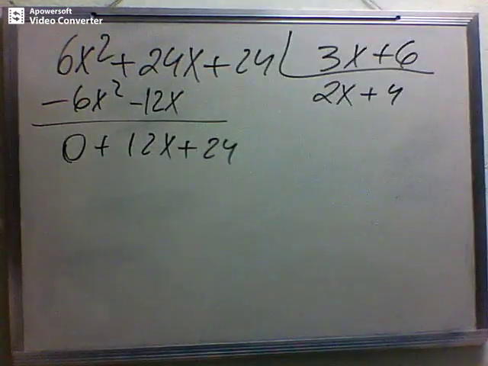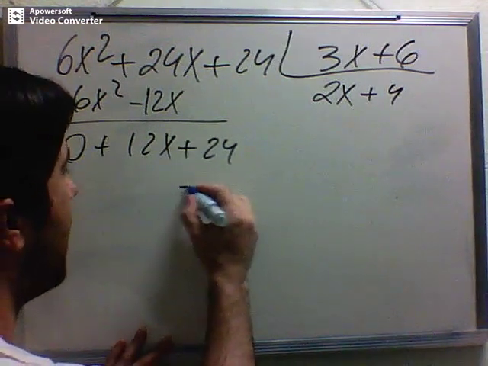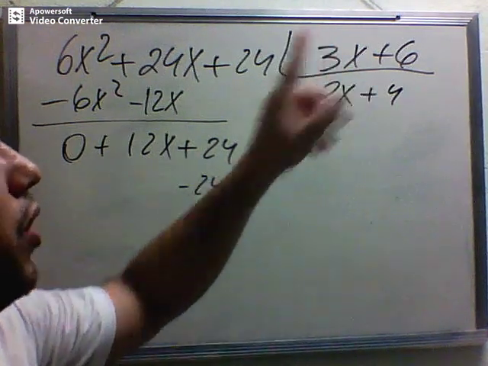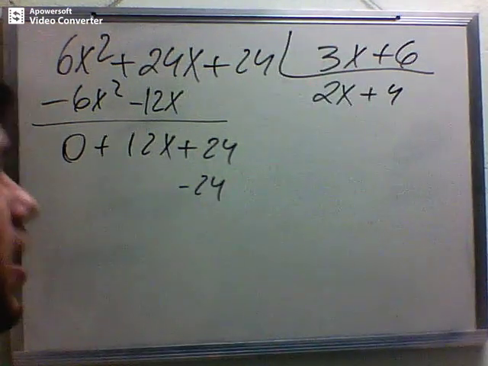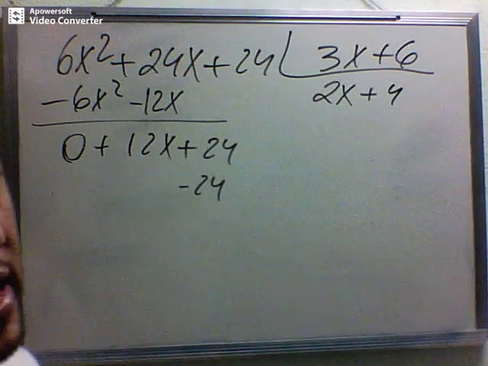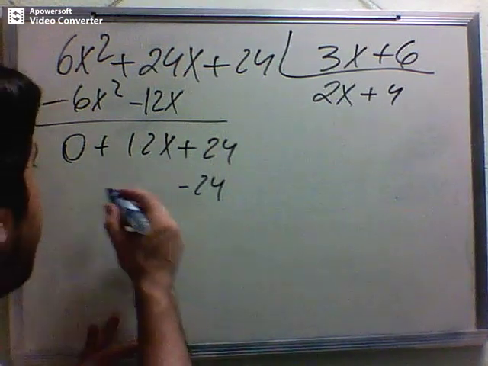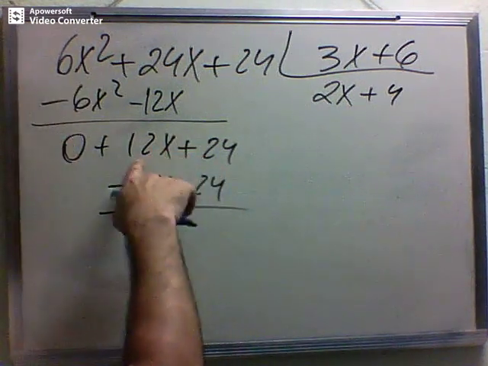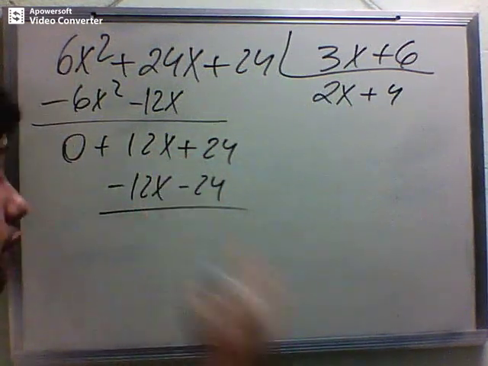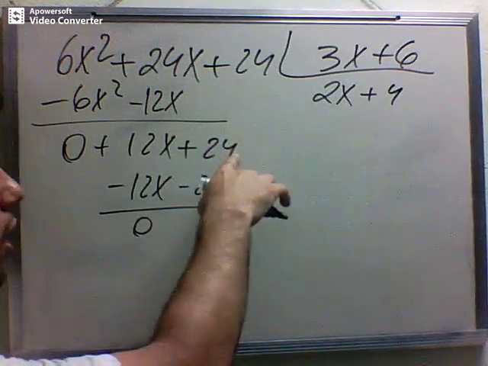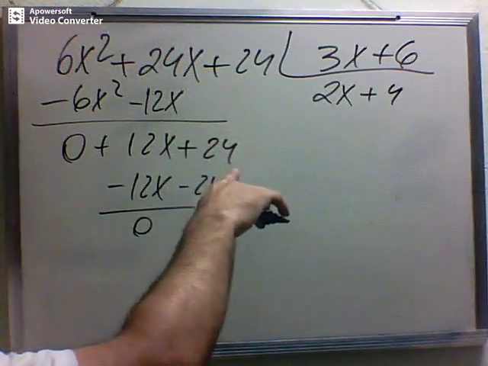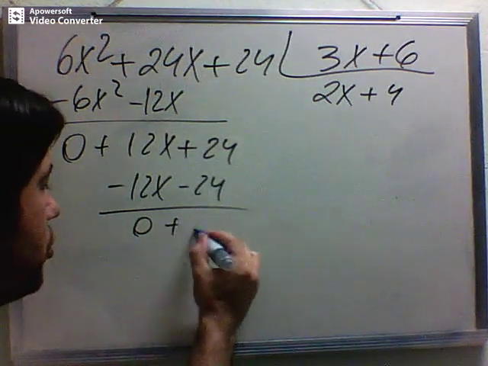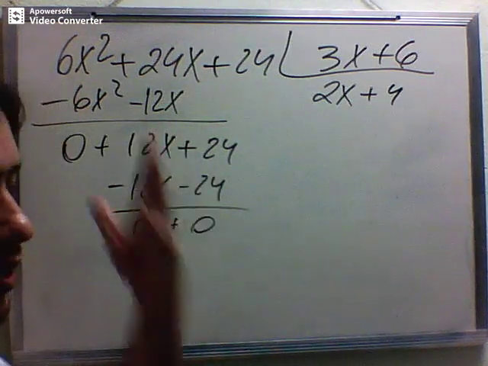I pass to the other side negative 24. And here 4 times 3 is 12. I pass to the other side negative 12. Don't forget the x, negative 12x. And then 12x minus 12x is 0. Positive 24 minus 24 is 0. So you have here 0. 0 plus 0 is 0.